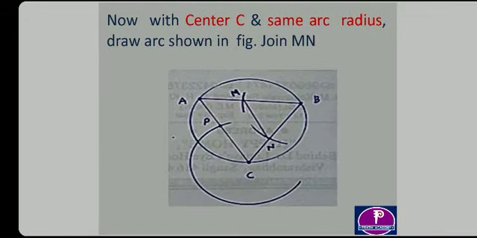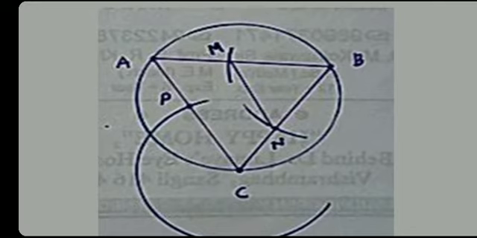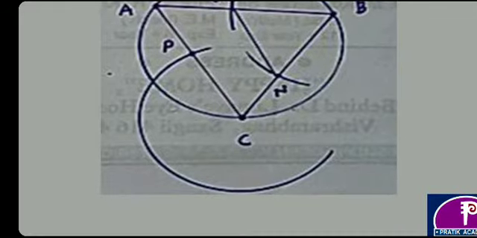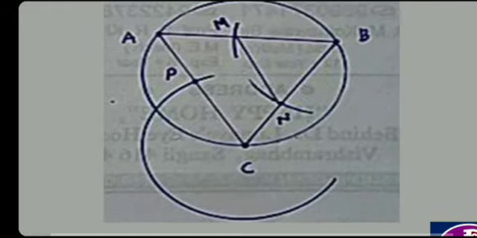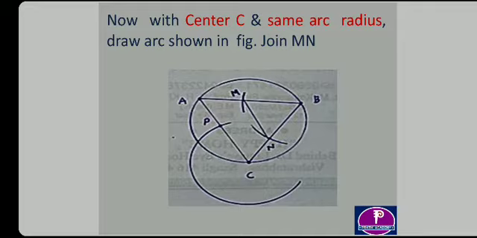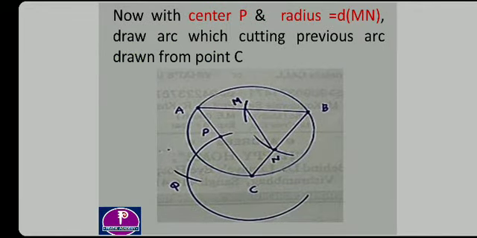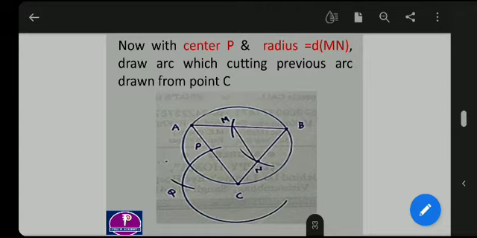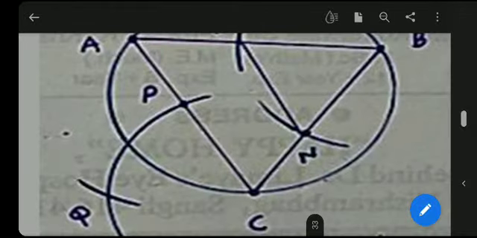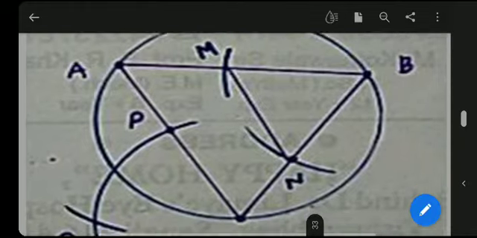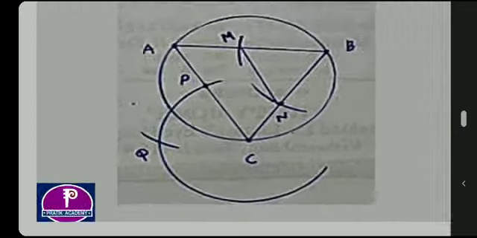Now in the next step, take C as a center point, and with the same arc radius, mark an arc as shown in the figure. This arc is intersecting the third side AC at point P as shown in the figure. Now join M and N, and take radius equal to distance MN, and with center point at P mark an arc with arc radius equal to MN. This arc is intersecting the previous arc at point Q.